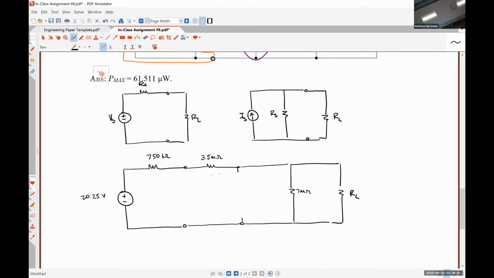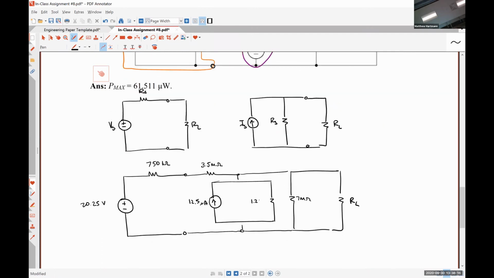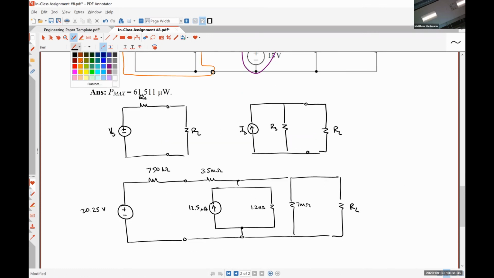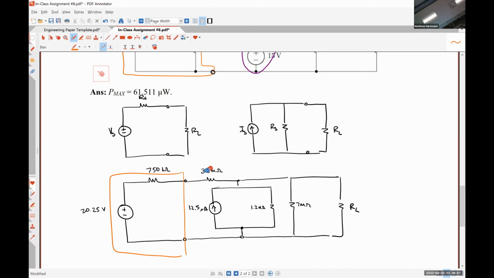So we're going to have 12.5 microamps here and 1.2 mega ohms here. There's a couple of things that we can do here. The first: what benefit was transforming our practical current source into a practical voltage source? Let's start there. Going from this guy in orange to this guy in orange, how did that help us? Right, so 3.5 mega ohms is now directly in series with a 750 kilo ohm resistor, and so we can call that 4.25 mega ohms.